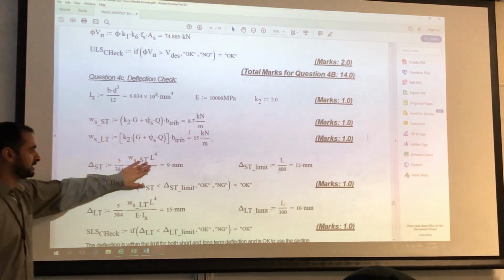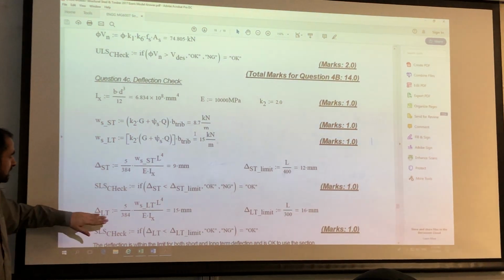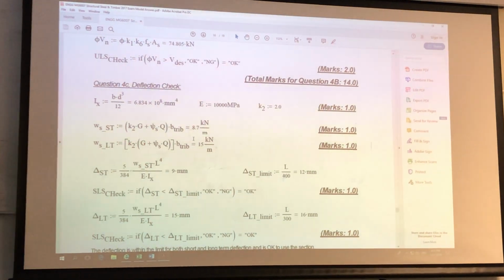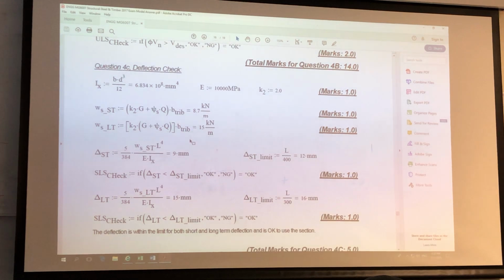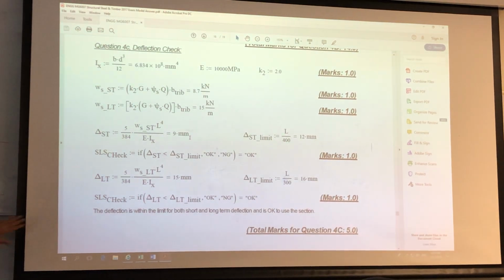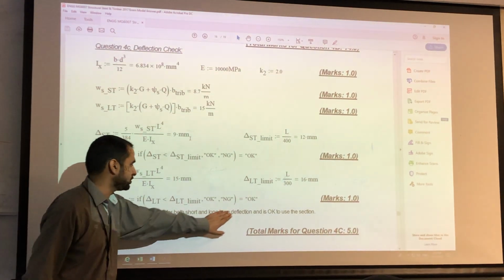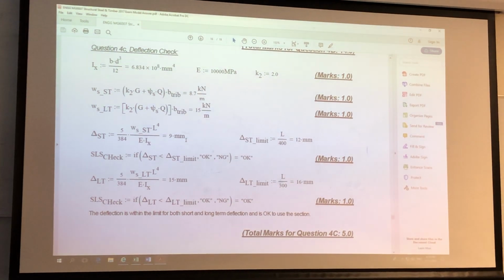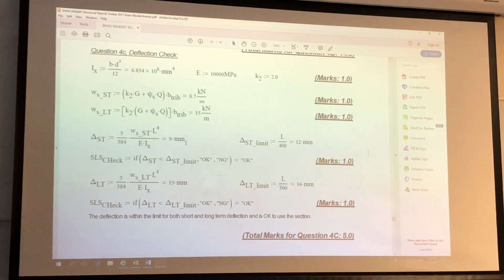Then the deflection formula is given to you. Find out for short term, check it against the limit. Then the long term, check it against the limit, and then comment if it's okay. So in this case, the deflection is within the limits for both short and long term deflection, and is okay to use the section. So that's all about the timber glulam beam.